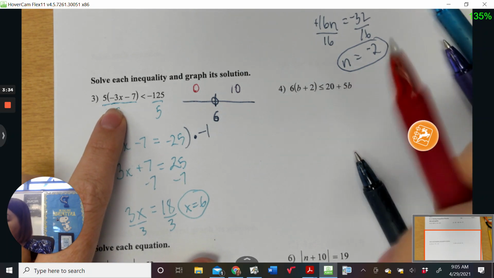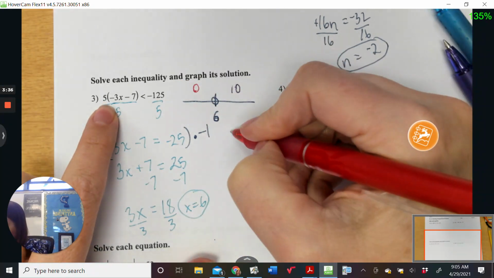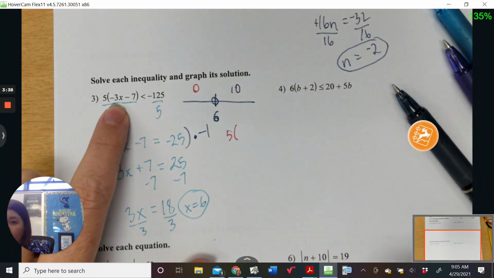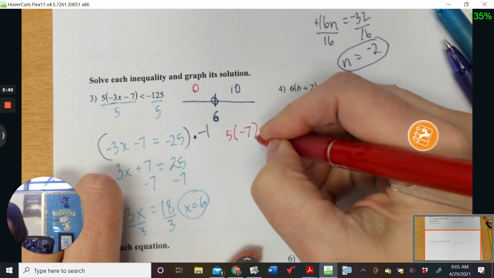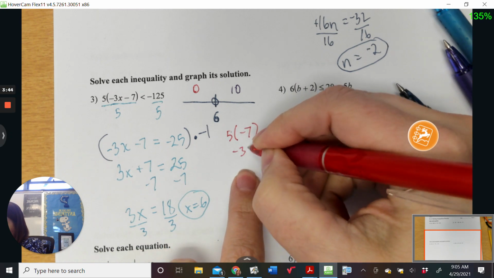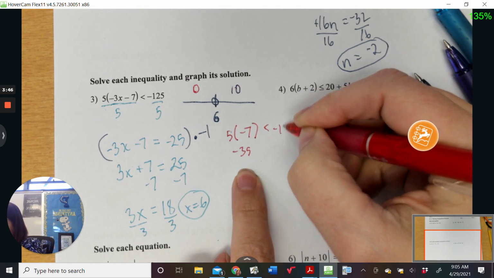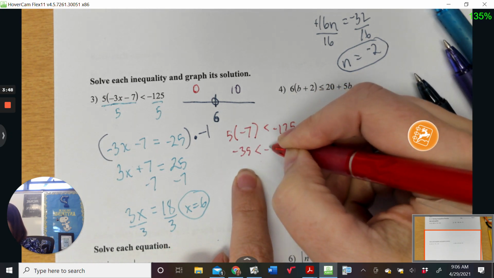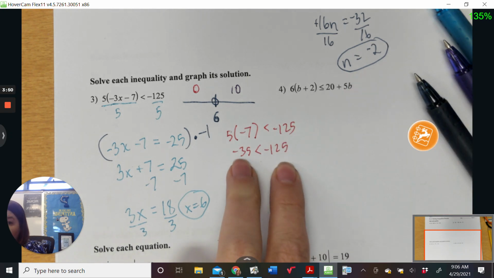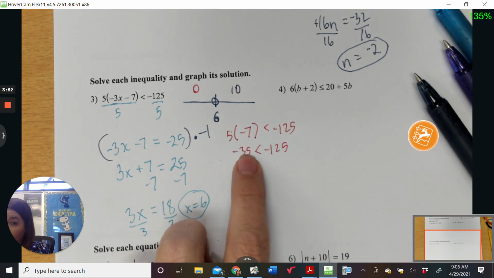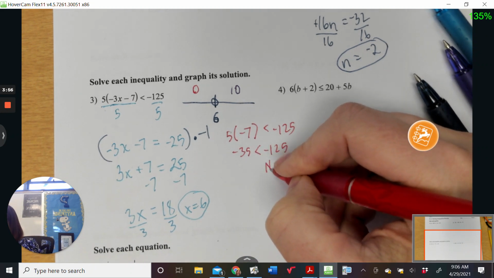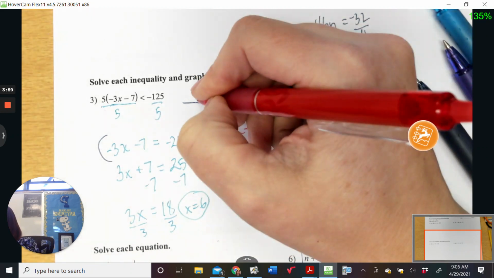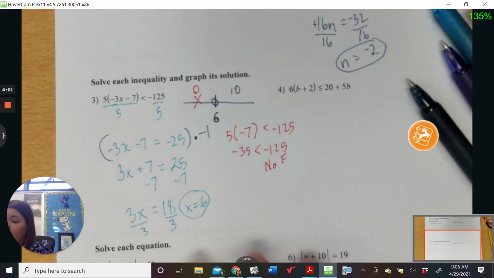And all that means is I'm going to plug 0 in. When I plug 0 in, I get 5 times the outside, that becomes 0, minus 7, so negative 7, which is negative 35. We want it to be less than negative 125, and this is not. So I know that if the negative signs weren't there, it would be true. But with the negative signs, it's backwards. So this is false, and so my answers are not on that side.